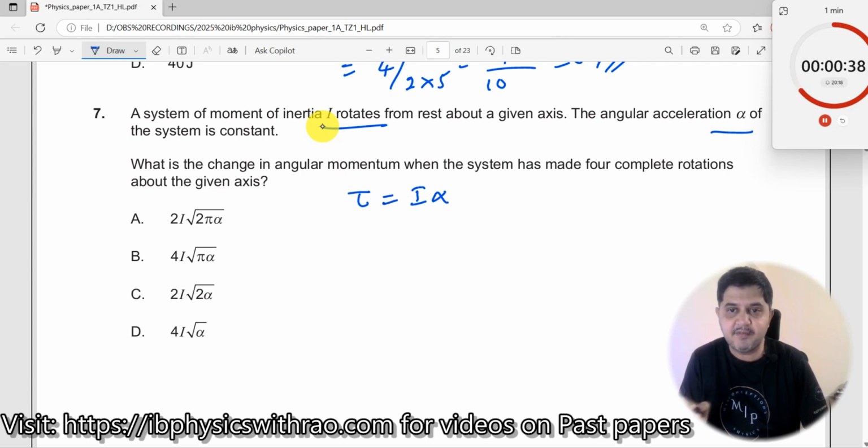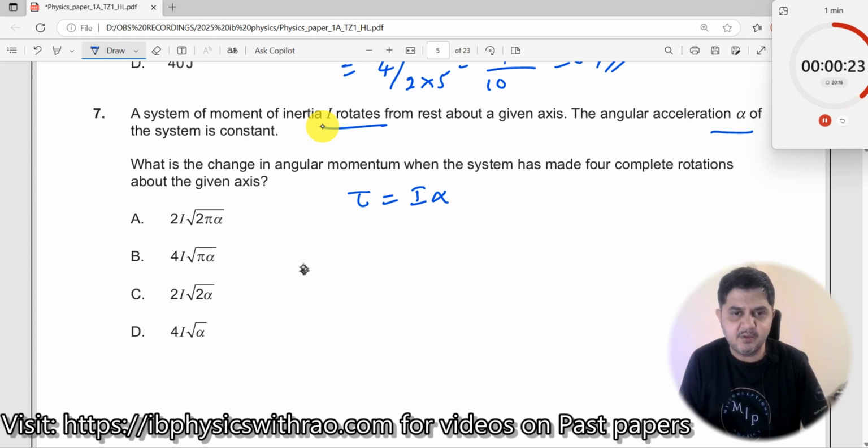So you have to be very careful while doing problems in rotation, because everything appears to be very similar, but there is a possibility that you will make a mistake. What is the change in angular momentum when the system has made 4 complete rotations about the given axis? This is the question over here.